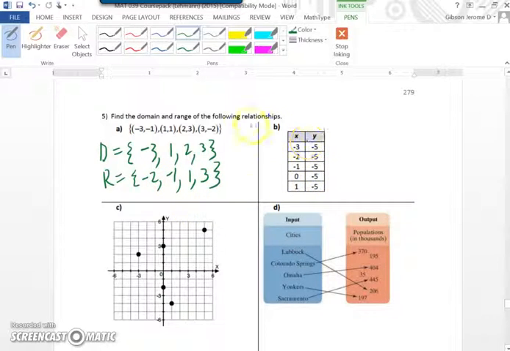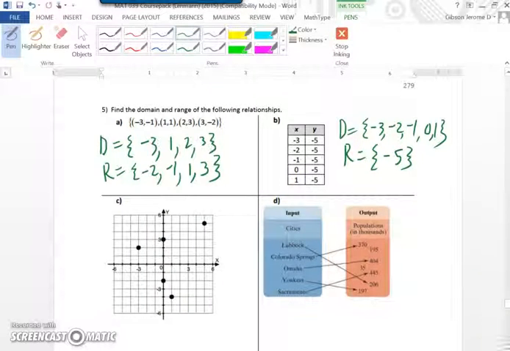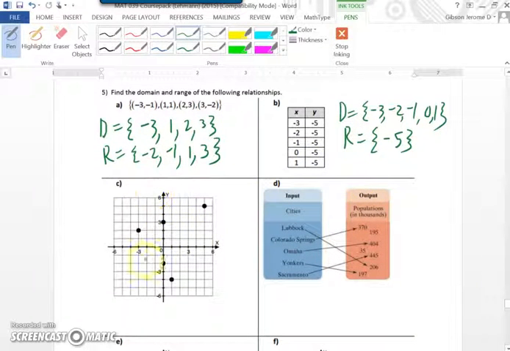Now we look here. We would do our domain and range. The domain here would be negative 3, negative 2, negative 1, 0, and 1. Now our range, and this is very important. Whenever a number repeats, you only write it once. So you shouldn't have 5 negative 5s here. It should just be 1 negative 5.